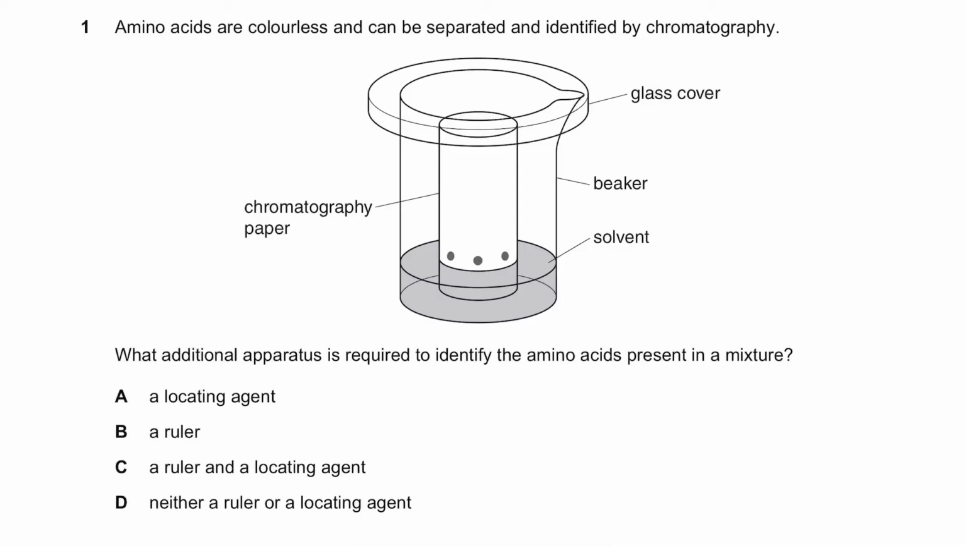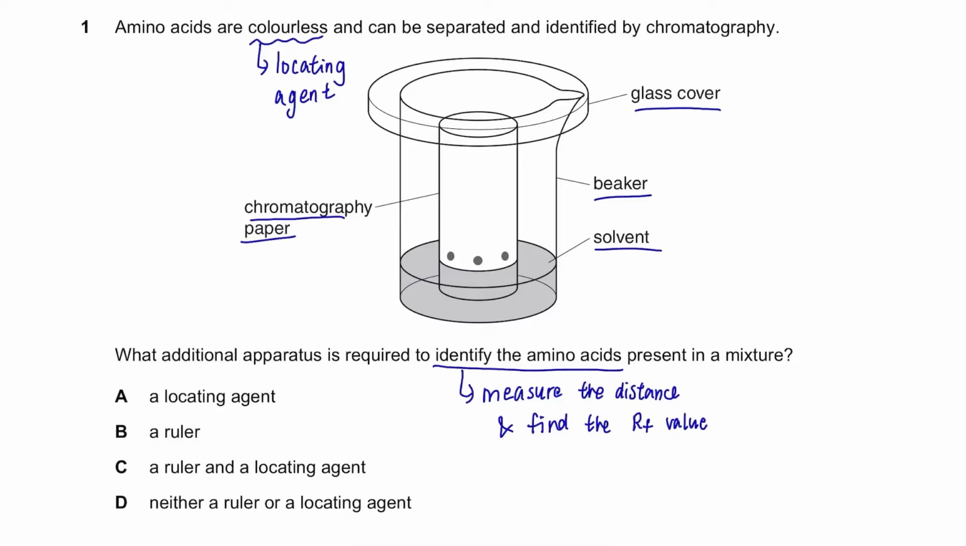What additional apparatus is required to identify the amino acids present in a mixture? There are chromatography paper, glass cover, beaker, and solvent here. While they said it's colorless, so we'll need a locating agent to make it visible. Also, to identify the amino acids, we'll need a ruler to measure the distance the amino acids have traveled to calculate the RF value. The answer is C.